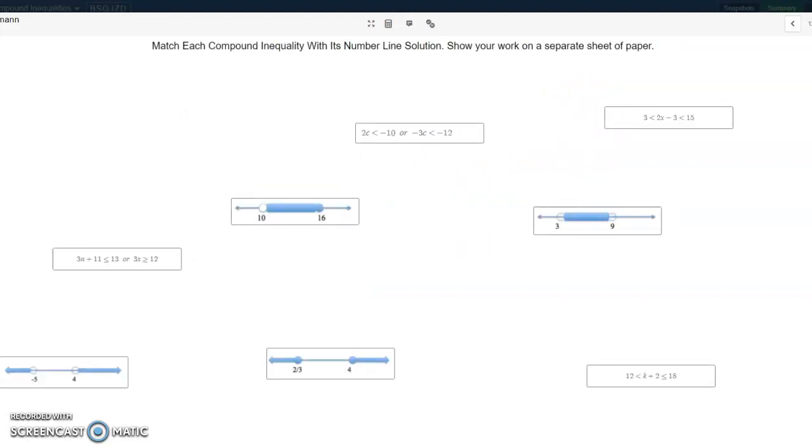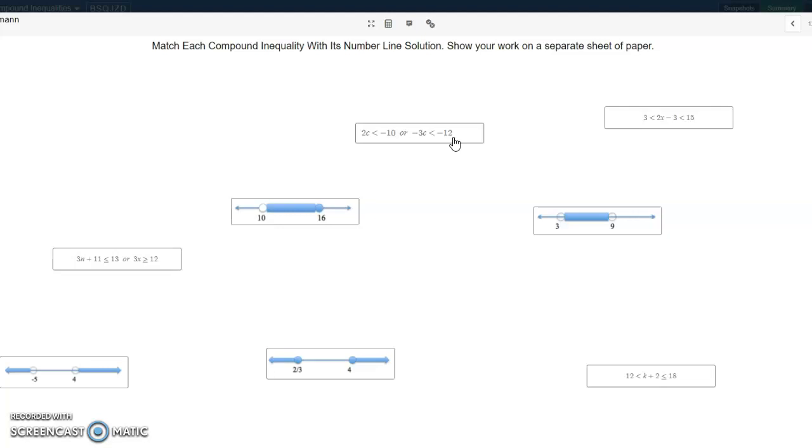All right, now this last one is a card sort, so it's pretty easy. I'll do one of them for you, and then you guys will have to sort the rest. So this first one I'm going to pick is the OR compound inequality, so 2c is less than negative 10, or negative 3c is less than negative 12. And honestly, I like OR compound inequalities more than I like AND compound inequalities. So I guess that's why I picked it.